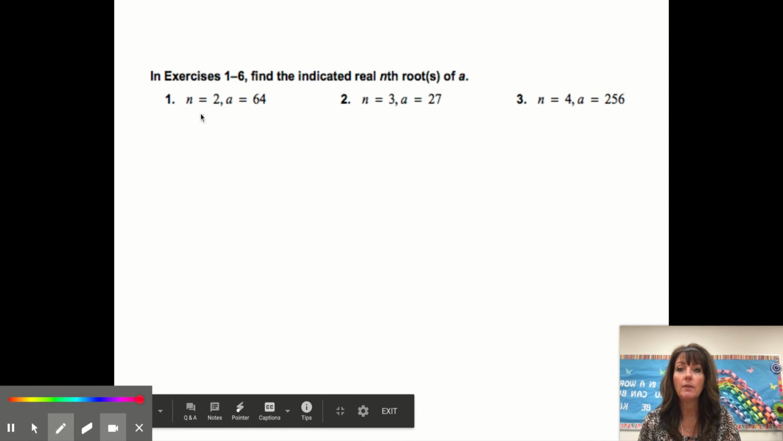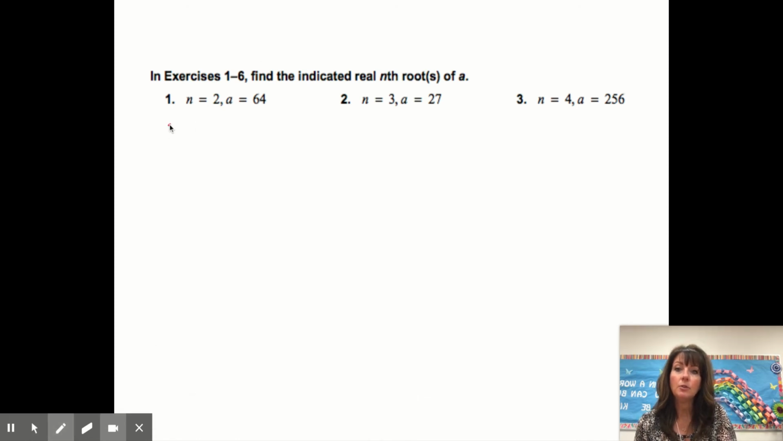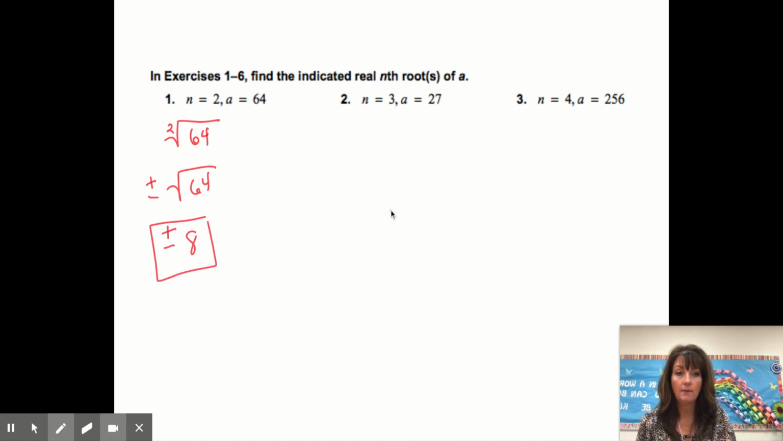Okay, so on this one, we have n is equal to 2, right? Do we need to write that? No, we do not, but I just did. So it's really like this, 64. We know that it's going to be plus or minus because n is even. A is greater than 0. So when we take the square root of 64, we can get plus or minus 8 as our solution. So I want you to evaluate and find the indicated nth root or roots of a for number 2. Go ahead and do that. Pause the video, and I'll continue.